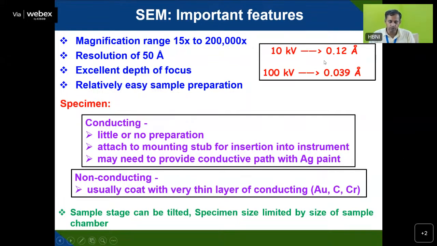Here, the wavelength used generally, if you have a 10 kV scanning electron microscope, is in the order of 0.12 angstrom. For up to 100 kV, it is 0.039 angstrom. So you apply that high voltage to the sample. Here the sample stage can be tilted, and the specimen size is limited because the sample chamber is not that big. You can slightly tilt your sample, so you can see the cross-sectional view, as well as the fracture surface by breaking it, in the SEM.